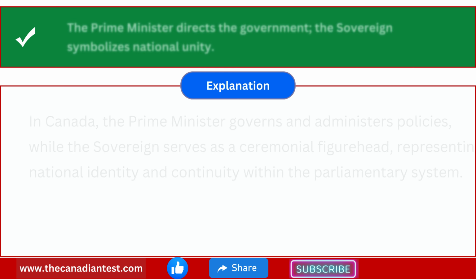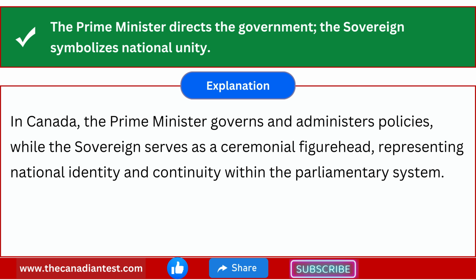The correct answer is the Prime Minister directs the government, the sovereign symbolizes national unity. Explanation: in Canada, the Prime Minister governs and administers policies, while the sovereign serves as a ceremonial figurehead, representing national identity and continuity within the parliamentary system.